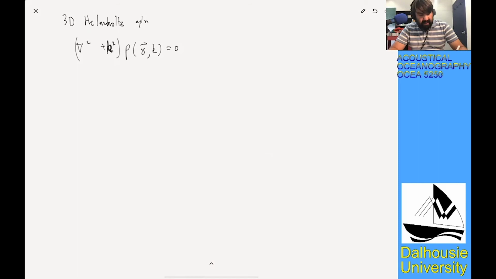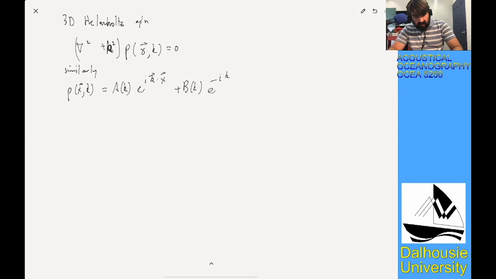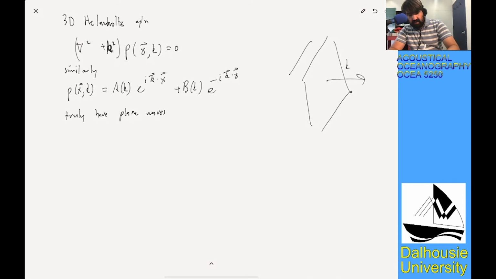Similarly, we're going to say p(x, k) equal to A(k) e to the i k, now being a vector, dot x, x being a vector, plus B(k) e to the minus i k dot x. So now we really have plane waves, in the sense that we have waves propagating in some direction, k. They have this wavelength spacing. Oops, that's supposed to be a lambda. And the thing to note is that everywhere in this plane, the phase of the wave is the same. That's really what makes them plane waves, right?